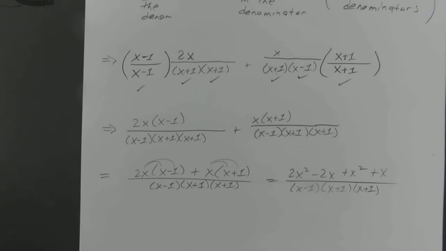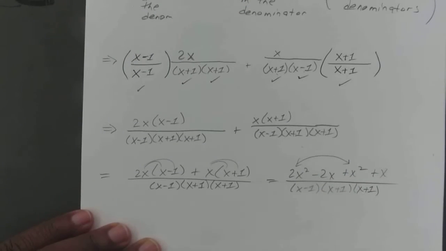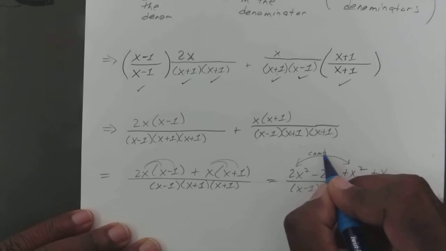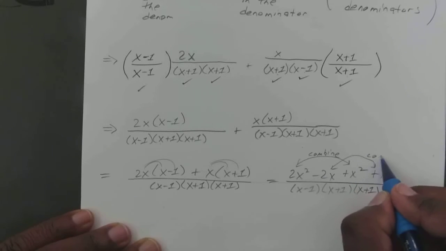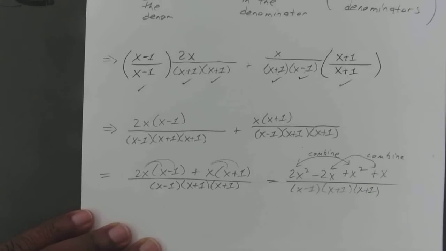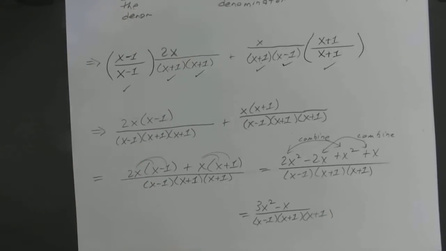Okay. Now we just go ahead and combine our like terms. Okay, so we can combine those two. And we can combine those two. Okay, so we have 2x squared plus x squared. It's 3x squared. Negative 2x plus x is minus x over x minus 1, x plus 1 times x plus 1.